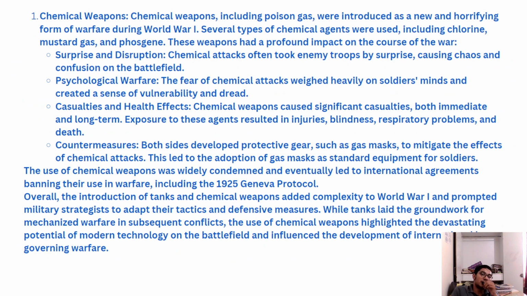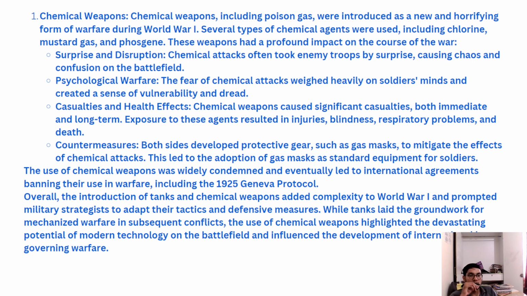Chemical weapons, including poison gas, were introduced as a new and horrifying form of warfare during World War One. Several types of chemical agents were used, including chlorine, mustard gas, and phosgene. These weapons had a profound impact on the course of the war. Surprise and disruption: chemical attacks often took enemy troops by surprise, causing chaos and confusion on the battlefield. Psychological warfare: the fear of a chemical attack weighed heavily on soldiers' minds and created a sense of vulnerability and dread.